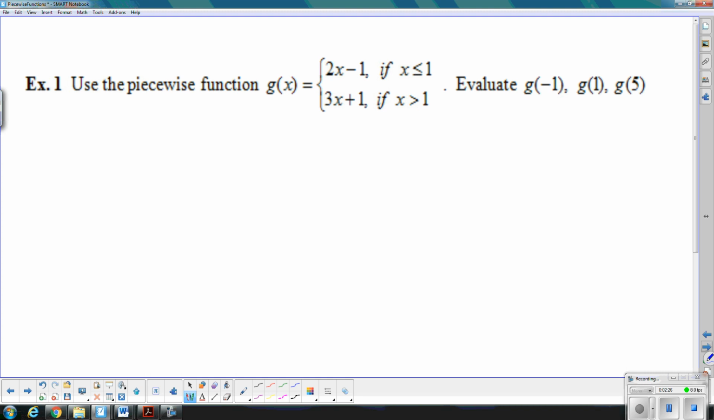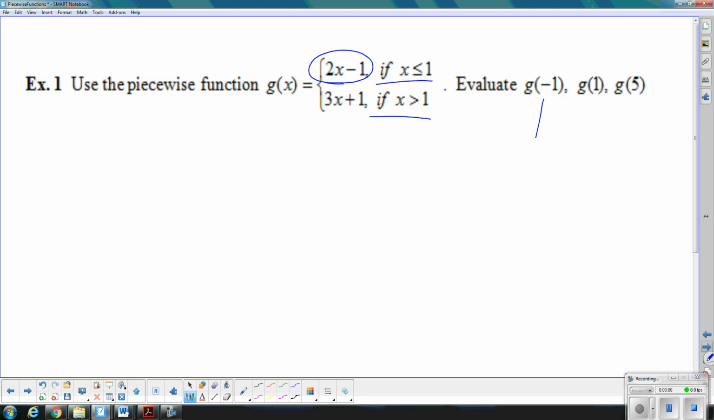So the first thing we're going to do is focus on evaluating functions. So in a piecewise function, we have two sets of a domain. We have the set where x is less than or equal to 1, and we have the set if x is greater than 1. In the first one, anytime we have a value less than or equal to 1, we're going to use this first equation, where g of x equals 2x minus 1. That's if x is less than or equal to 1.